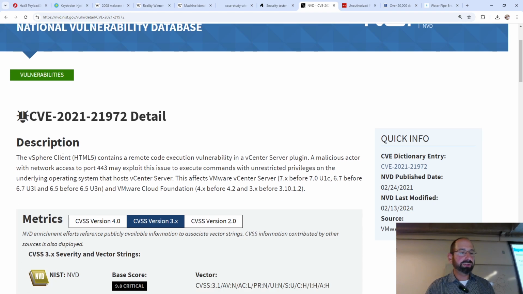So the vSphere client, which we've been using all semester, we would not be using the web client, but some of you have been, contains a remote code execution vulnerability with a particular server plugin. And a malicious actor can execute commands with unrestricted privileges on the underlying operating system that hosts the vCenter server. So once you have that access, you have effectively access to everything. It has a very high score, so we know it's probably important. It's got that 9.8 critical score in our CVSS scoring.